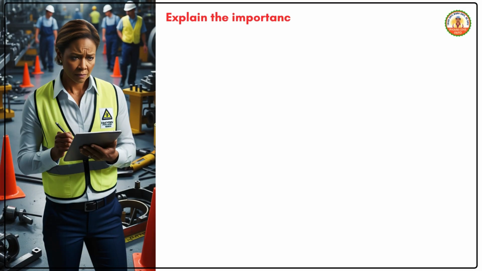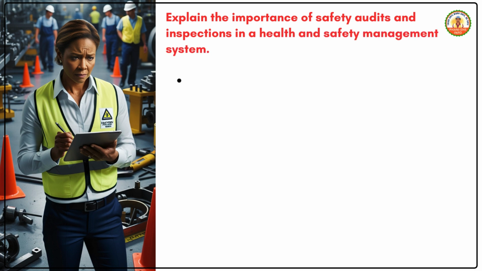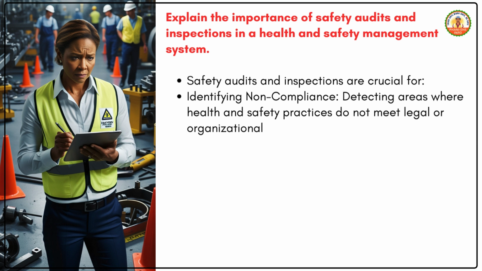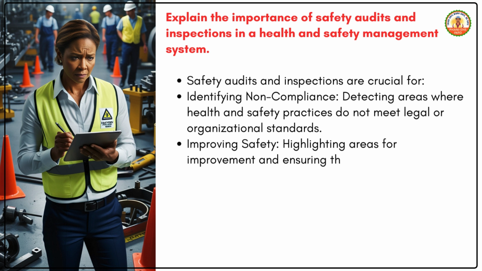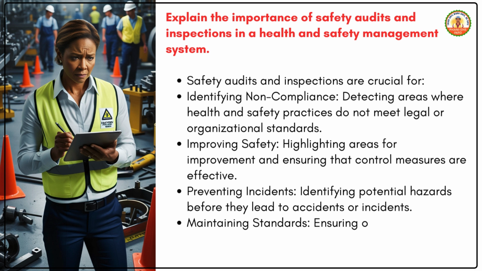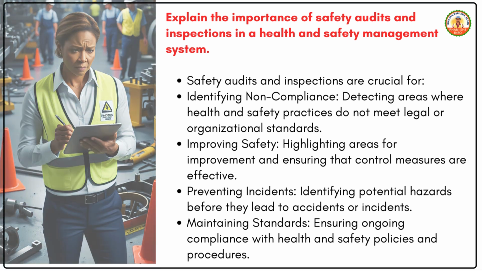Explain the importance of safety audits and inspections in a health and safety management system. Safety audits and inspections are crucial for identifying non-compliance, detecting areas where health and safety practices do not meet legal or organizational standards; improving safety, highlighting areas for improvement and ensuring that control measures are effective; preventing incidents, identifying potential hazards before they lead to accidents or incidents; and maintaining standards, ensuring ongoing compliance with health and safety policies and procedures.